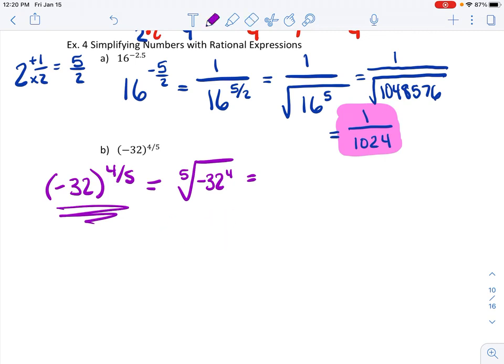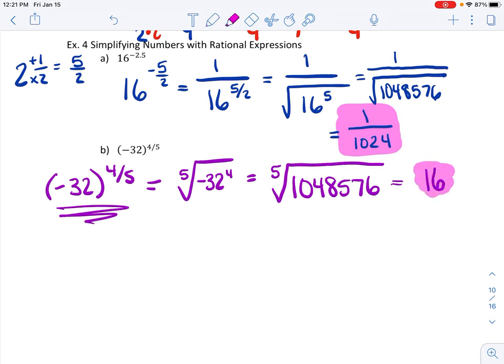Anyway, when you take negative 32 to the 4th power, you actually end up happening to get the same big number we got the last time. 1,048,576. It just happened to come out that way. And then you can use your calculator to check for a 5th root, or you can do a factor tree and look for groups of 5 and find the answer. Either way you do it, you are going to find that this is actually a perfect 5th root and the solution is 16. 16 is our answer here, and we are good to go for today.